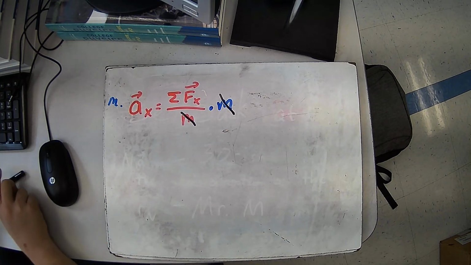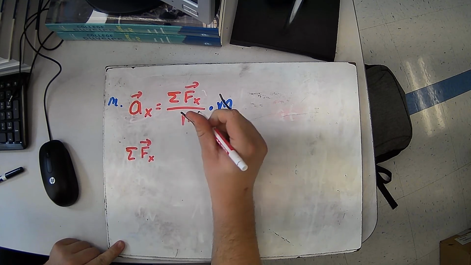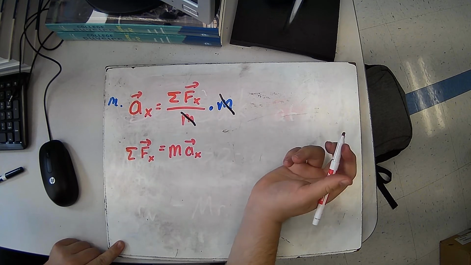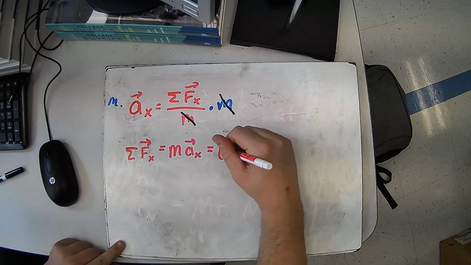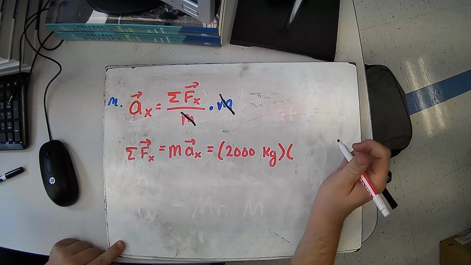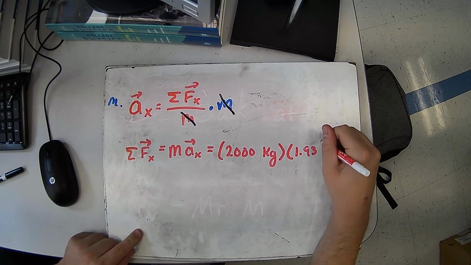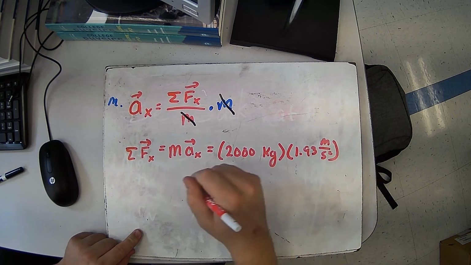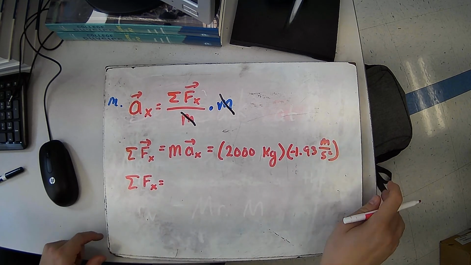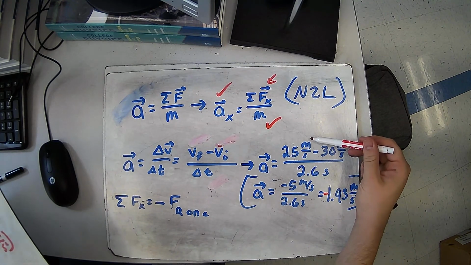And we are left with the sum of the forces in the x direction, that's this side of the equation, equals the mass times the acceleration in the x direction. We know that it's a 2,000 kilogram car. We just computed that acceleration to be 1.93 meters per second squared. So the sum of the forces in the x direction, this is a negative, I forgot to mention that. Negative, I forgot the negative sign there, right? It's because I ended up slower than I started.